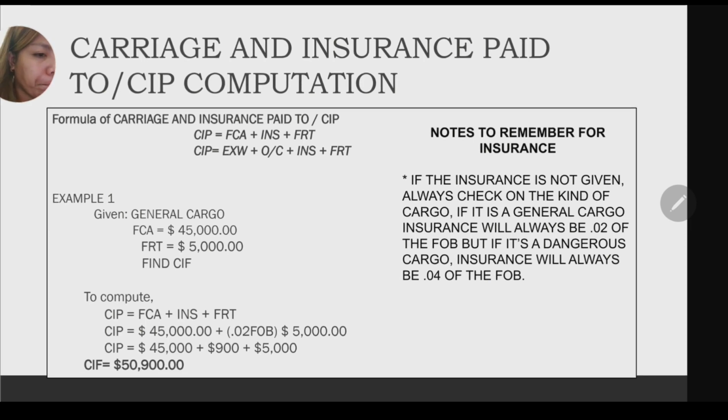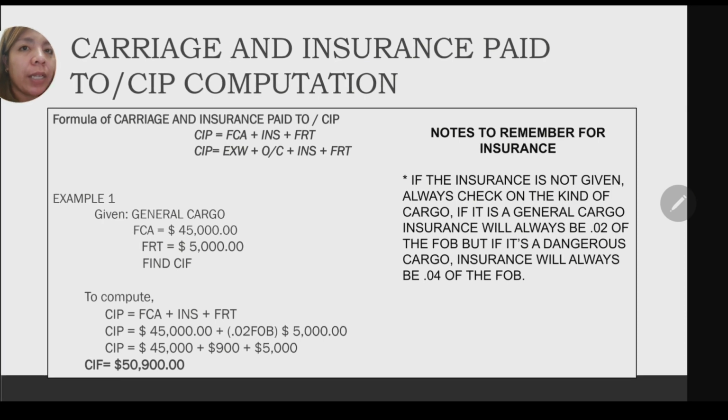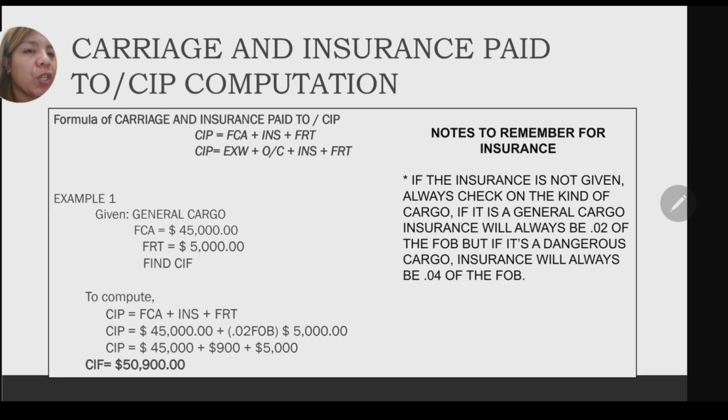Now we also need to remember the formulas for the CIP. There are also two basic formulas. Number one is FCA plus insurance plus freight, and the other one is ex works plus other charges plus insurance plus freight.